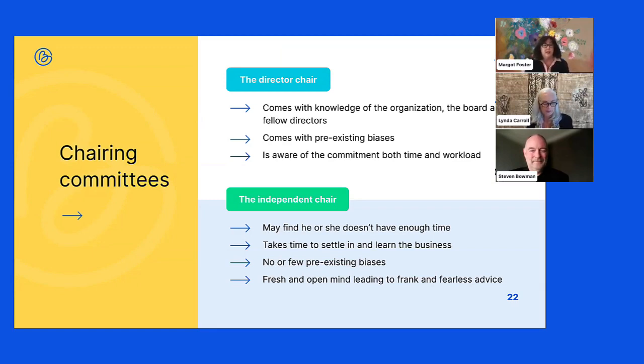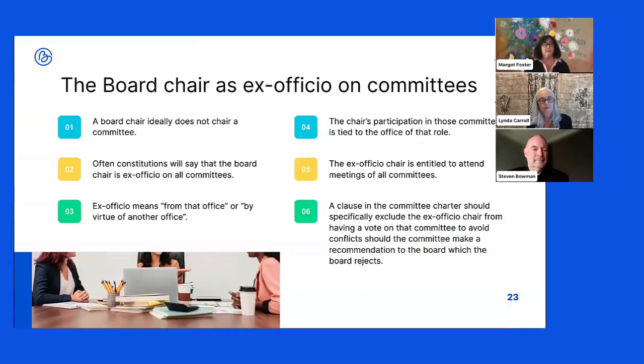So chairing committees, we've also touched on this, of course. The director chair comes with knowledge of the organisation, the board and fellow directors, but also comes with pre-existing biases, though is also aware of the time commitment and workload. The independent chair might find he or she doesn't have enough time, but obviously that needs to be dealt with at the time of appointment. It takes time to settle in and learn the new business, but they have no pre-existing biases, and I think that's one of the really great benefits of having someone from outside the organisation who's capable of giving frank and fearless advice to the board via the committee. So again, fit for purpose.